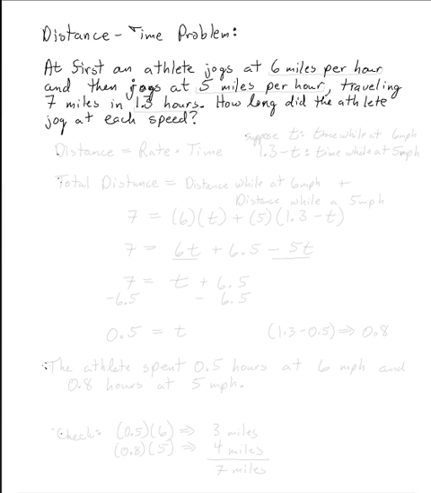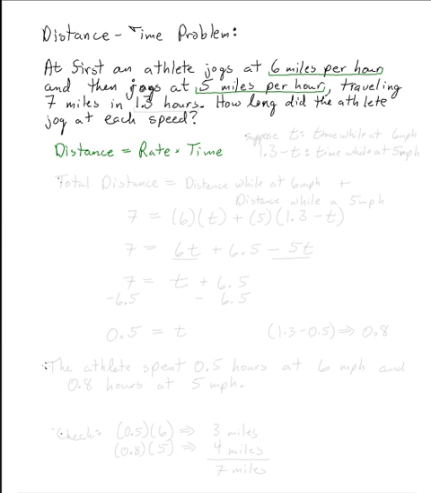You may recall from previous courses that distance is equal to rate times time, provided that we have a constant or average rate. But the problem here is that we have two different rates. 6 miles per hour is the first rate. 5 miles per hour is the second rate.